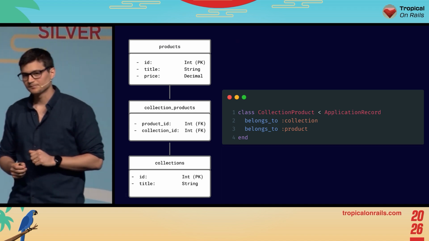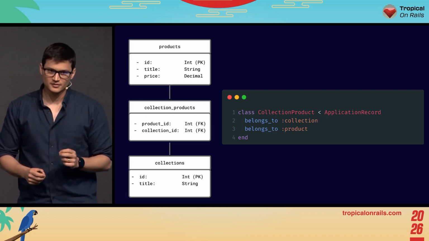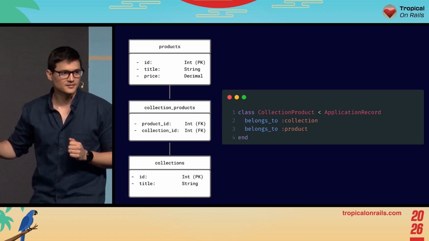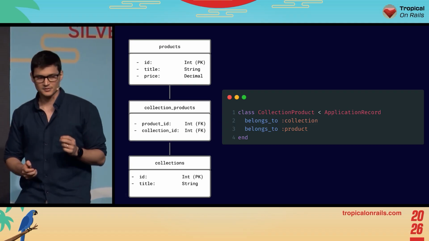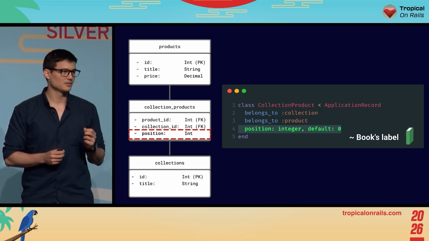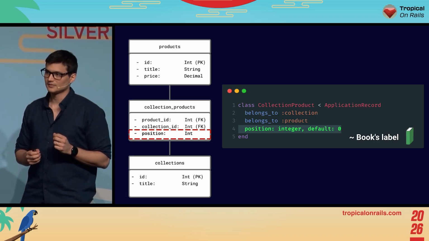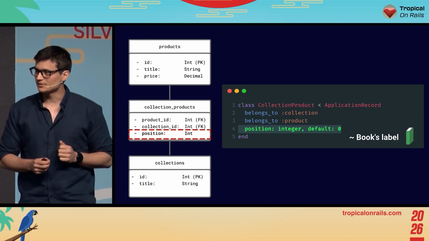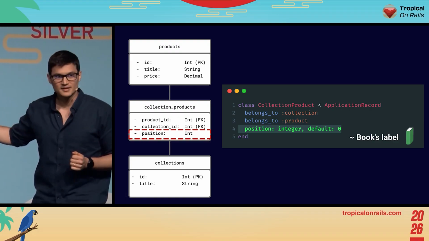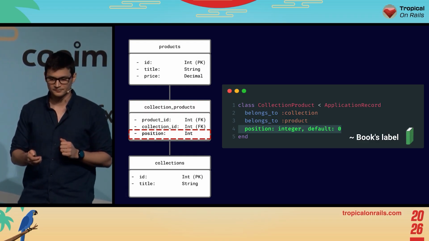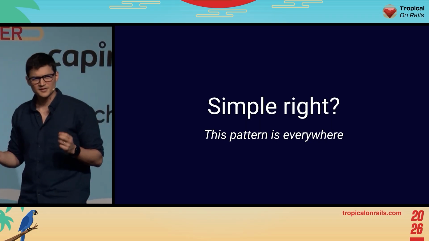But remember, I mentioned that collection also implements drag and drop list, and this is not implemented here. But there is an obvious solution to this problem. We can add a position. We can add an integer there in the join table, 1, 2, 3, all the way to the end. This is the exact same case as the books that I mentioned before. This is very simple, right?